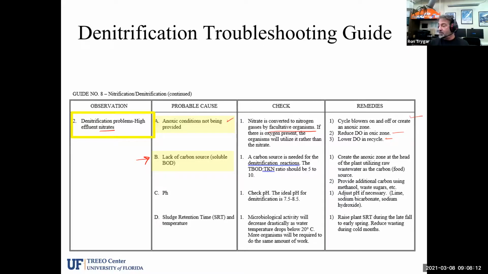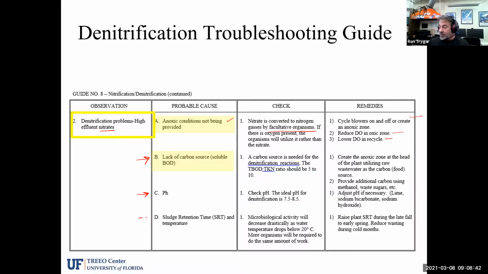So create an anoxic zone at the head of the plant using raw wastewater as the food source. That's the common MLE process, where that's pre-denitrification. Provide additional carbon using methanol, waste sugars. Those are fermented sugars, things like that, that are ethanols or alcohols. And then maintain the pH. Just check the pH, make sure it's somewhere in the range between 7.5 to 8.5 and adjust that if necessary.